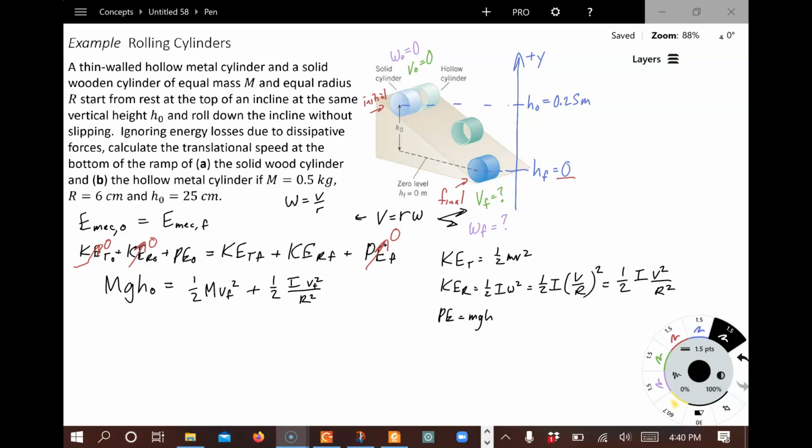Now we're trying to solve for V final, so let's rearrange this and algebraically solve for it. First thing I'm going to do is just reverse the two sides of the equation to get V final on the left-hand side.